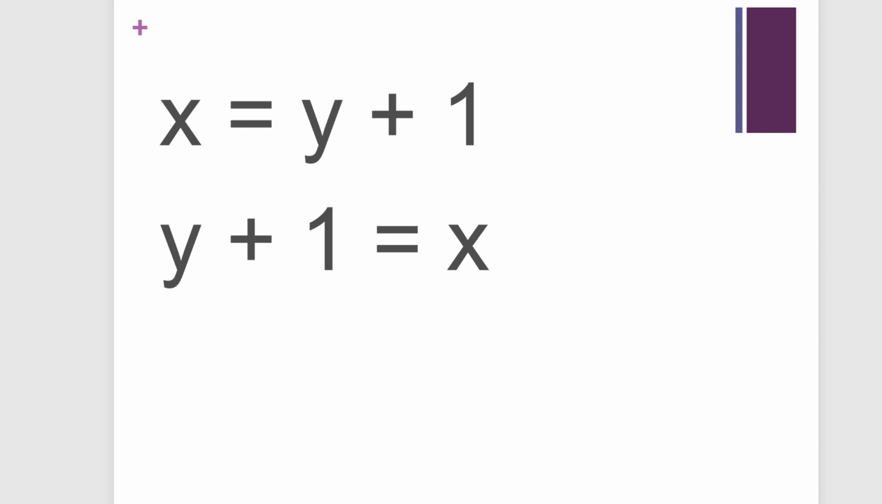All right, which one of these is a valid statement in programming? If you said the top one, you are correct. Remember, the variable is on the left. The value that we are assigning it to is on the right.